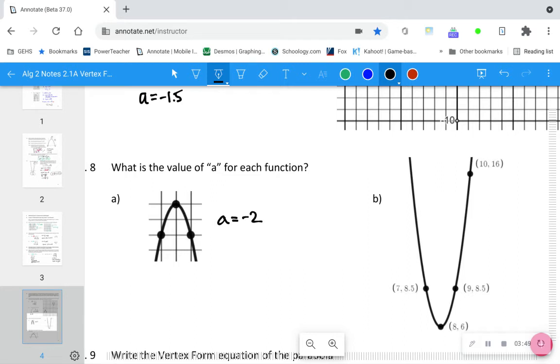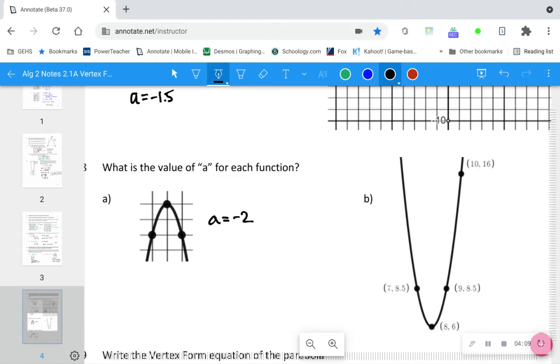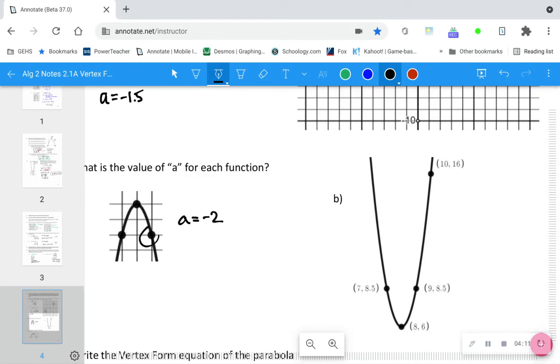Now you have to be a little cautious here. If you've got a fractional value, like it looks like it goes down 3/4 or 1.5, it's really hard to tell those values. So try not to do this, examining the graph like this, if you don't have points that land right on the grid, okay?